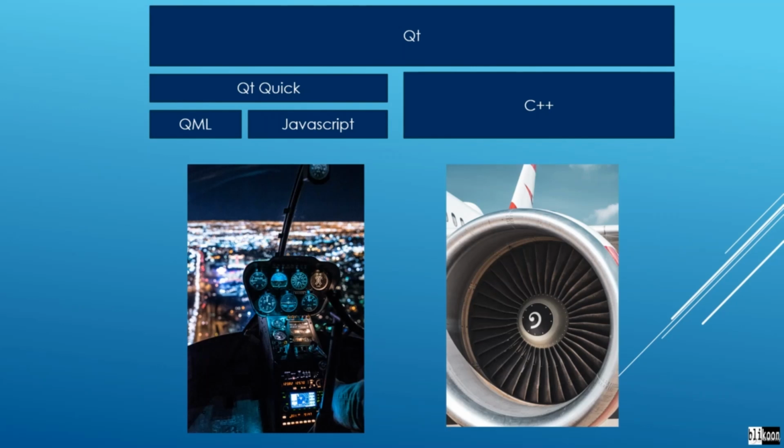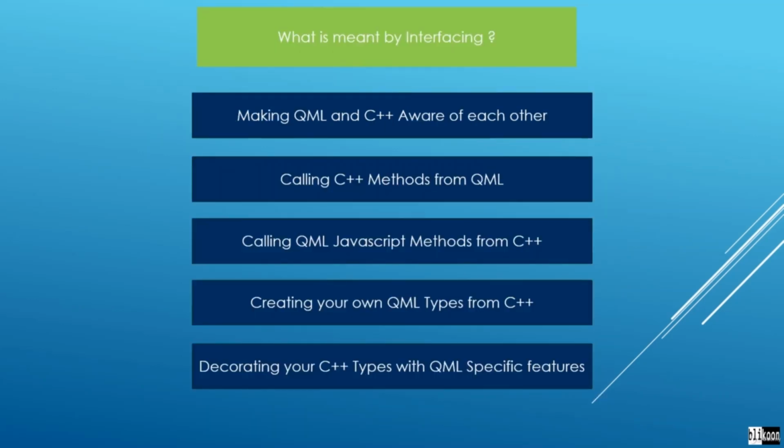Now, this course is about interfacing between C++ and QML. What do we really mean by that? To try and explain this, I came up with a few scenarios where you could practically need to communicate between the two sides. Let's say you have a button in QML and you want to respond to that button by calling a C++ method. This is one way you could interface between C++ and QML.